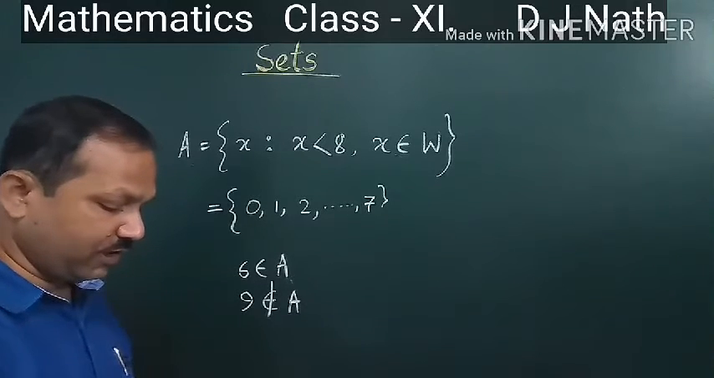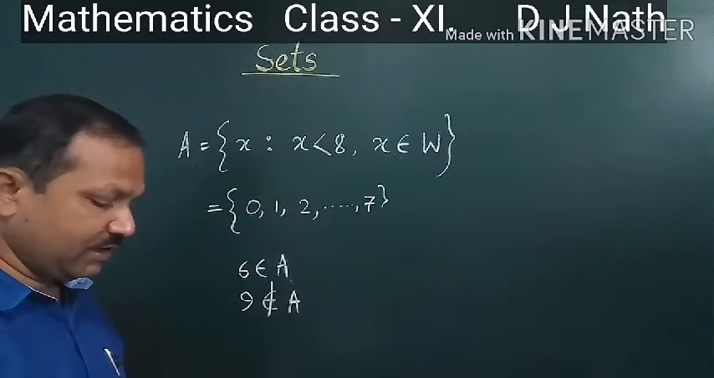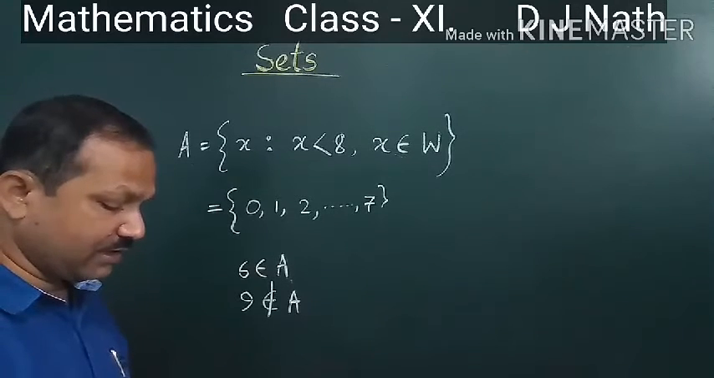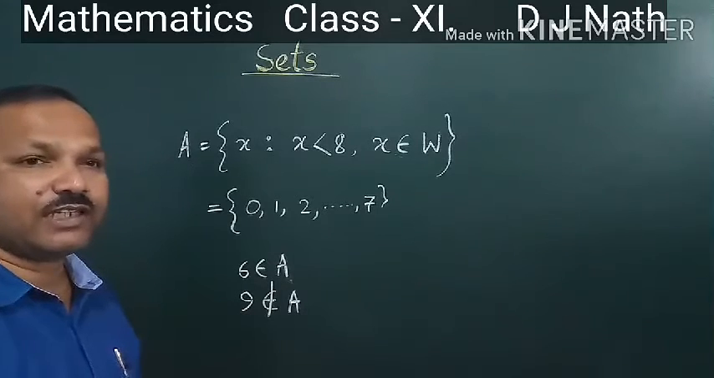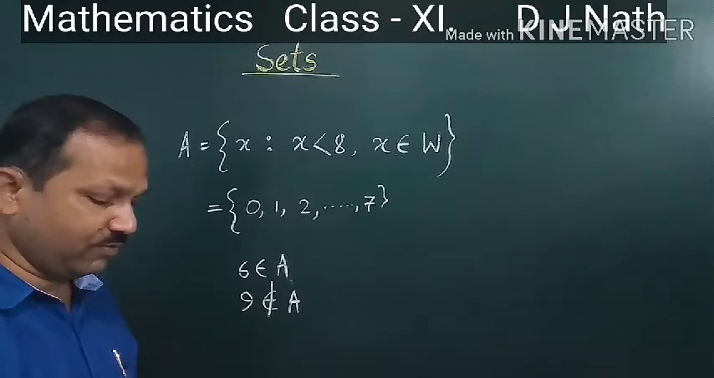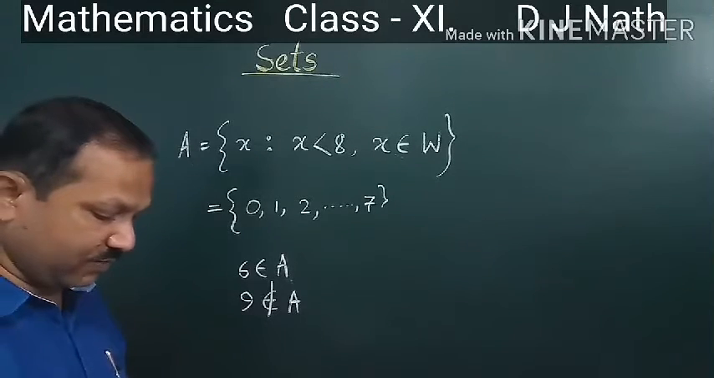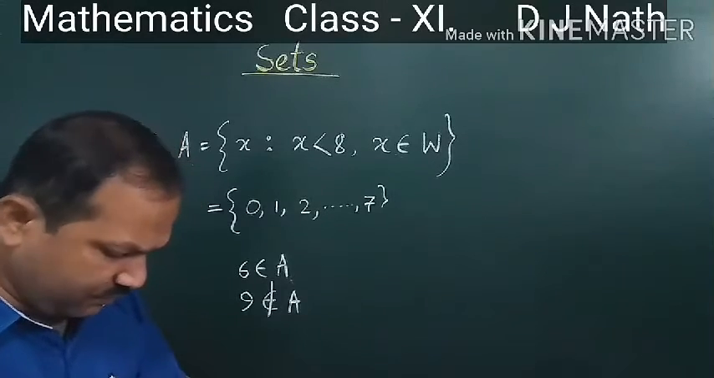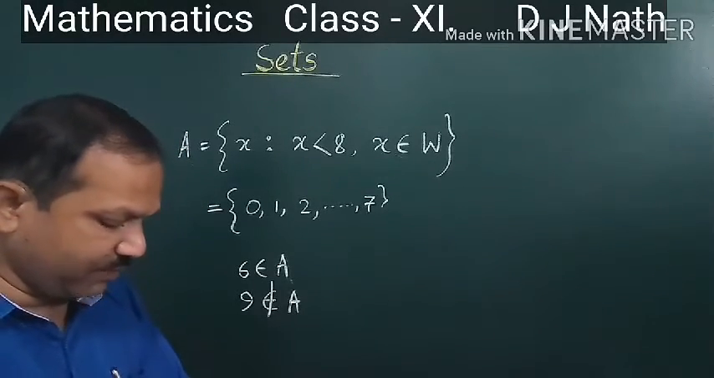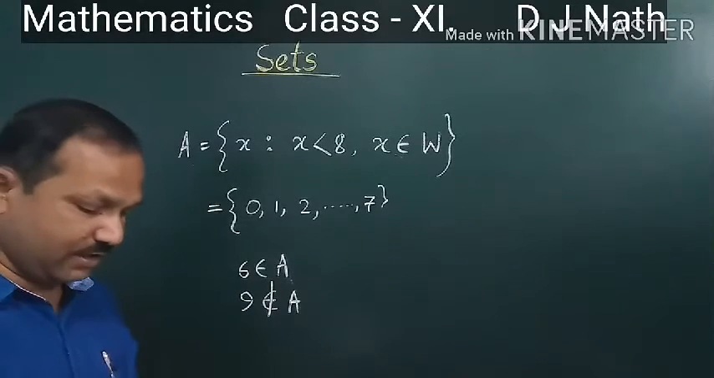Which of the following are examples of null set? The set of odd natural numbers divisible by 2. Is it a null set? No. So, set of even prime numbers. It is also not the null set. It is a singleton set.